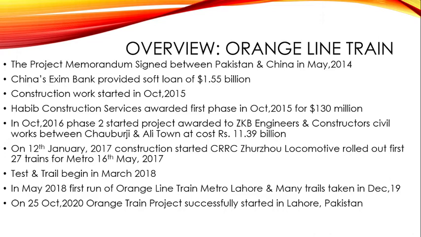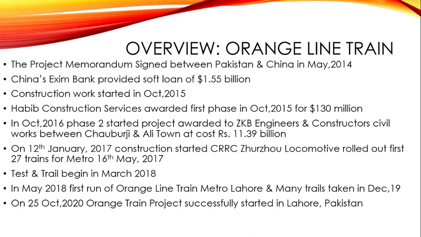so that the Orange Line train will be made under CPEC. It was constructed and started in October 2015 by Habib Construction Services, which completed its first phase for about $130 million. In 2016 the second phase was started after completion of it, by SKB engineers and constructors, or civil workers, who worked between Chapurji and Ali Town, which cost 11.39 billion Pakistani rupees. And in January 2017 construction was started by CERC.